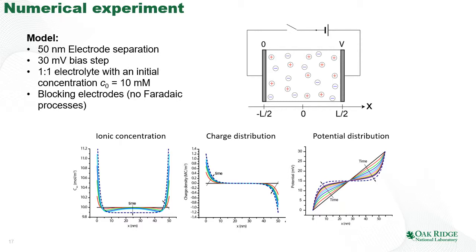So in the initial moment, ions are uniformly distributed in the system. With time, they start to form the double layers on both electrodes. This is how the charge distribution looks like. So in this case, we start to diffuse ions from one end of the system to another and form the local charge imbalance. And this is how the potential distribution looks like.